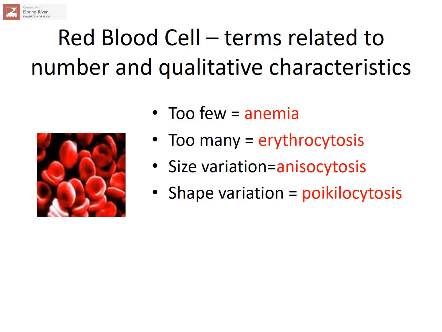Shape variation is called poikilocytosis, or various sized or shaped cells. Poikilocytosis can also be very helpful. For instance, sickle cell disease results in cells that are shaped like a sickle or crescent. That poikilocytosis can help the clinician identify the type of disorder that their patient may have. So you should be able to define anemia, erythrocytosis, anisocytosis, and poikilocytosis.